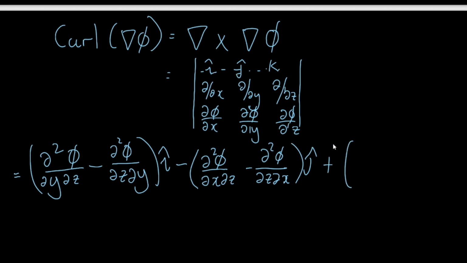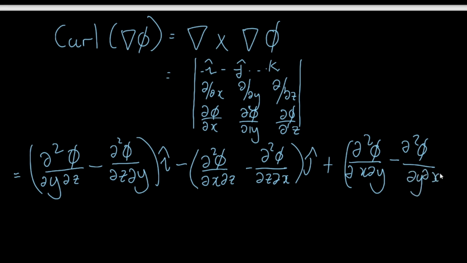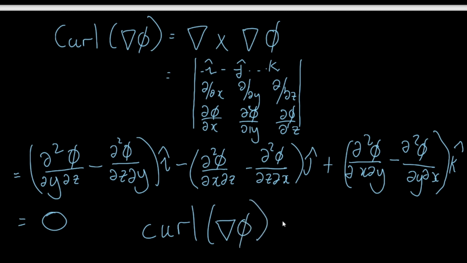blocking out the first row and third column, what we get is the second derivative of φ with respect to x, then with respect to y, then minus, again, the second derivative with respect to y, then with respect to x. And this is in the direction of k. So what do we get? We get 0. So what we've done is that we've proved that the curl of the gradient vector is equal to 0.